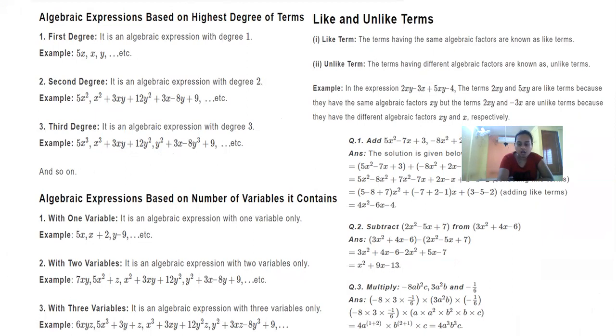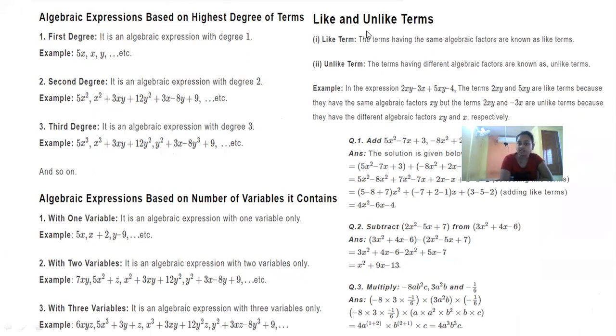So these 3 ways are clear. That is, you can classify algebraic expressions depending upon the highest order of terms, the number of variables it contains, and the number of terms it has. If it has more than one term, it is called a polynomial. The highest degree of the variable will determine the degree of the polynomial, and the number of variables will say whether it is a 1 variable, 2 variable, or 3 variable polynomial.